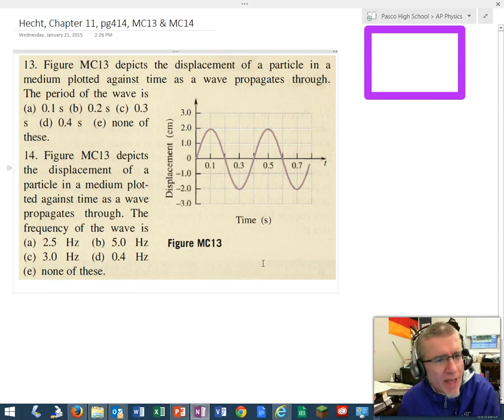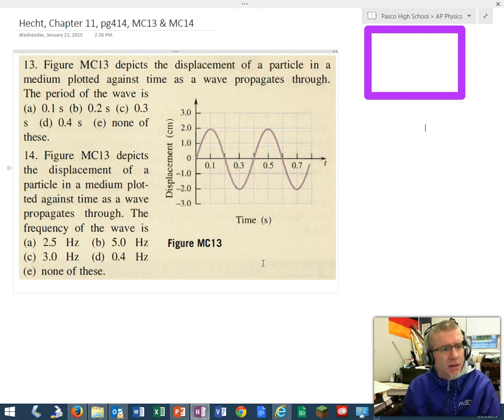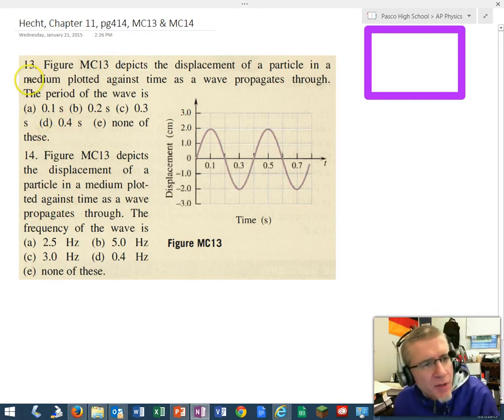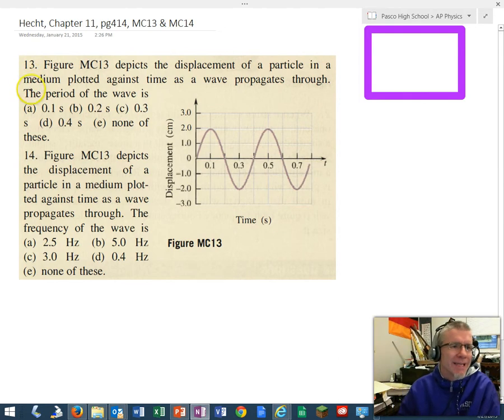We're talking about waves in time and space. Two questions, multiple choice number 13 and number 14 on page 414 in chapter 11 of Hecht. I've got the typical displacement here, but notice that along what would be the x-axis, the horizontal axis, I've got time.